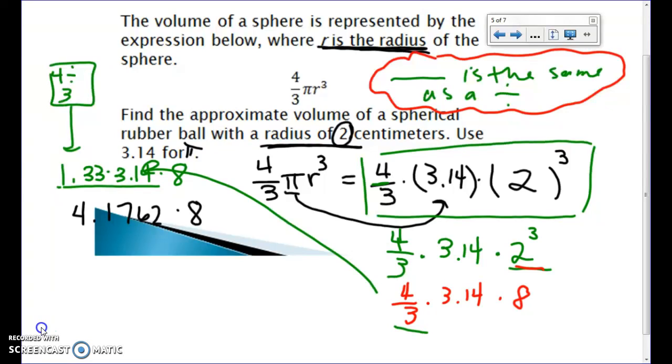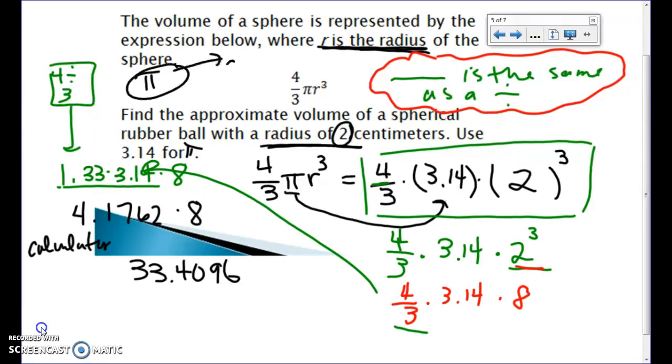So now the last thing to do would be 4.1762 times 8. And I would know that that's 33.4096, and again, that is used by calculator. All right, so problems with pi, you may use your calculator for today. All right, so 33.4096 would be the approximate volume of a rubber ball. And you may or may not have learned this before, but I think in Study Island it labels it for you. When we talk about 3 dimensions, our units are cubic units, so we call that centimeters cubed, or cubic centimeters is how you would pronounce that.